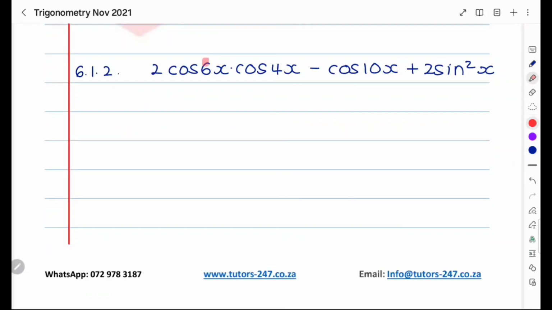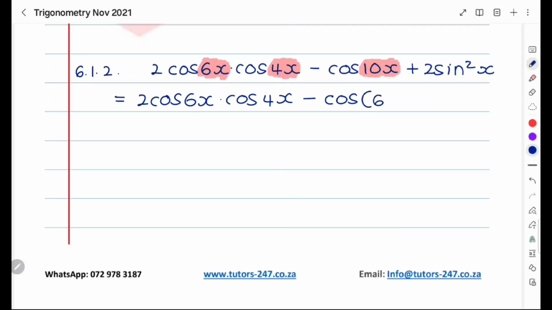Something to take note of is that 6x and 4x when added will produce 10x. So we can turn cos of 10x into a compound angle formula. So here we have 2 cos 6x cos 4x minus, I'm going to turn cos of 10x into cos of 6x plus 4x, and that is plus 2 sine squared x.